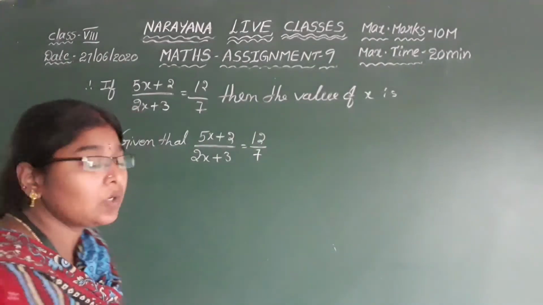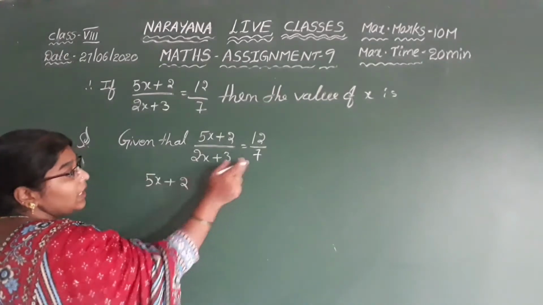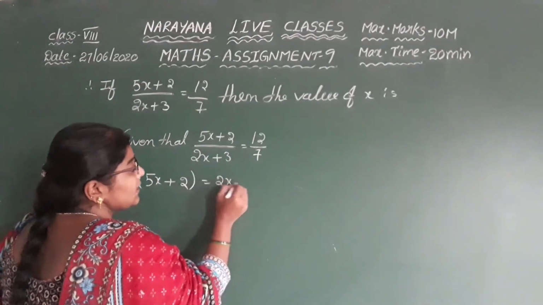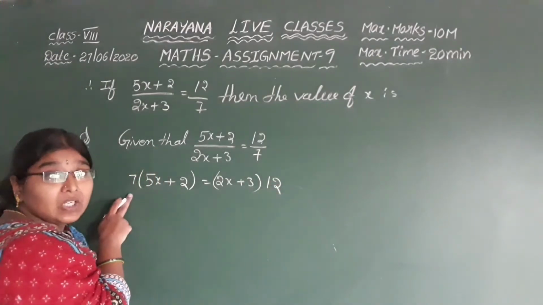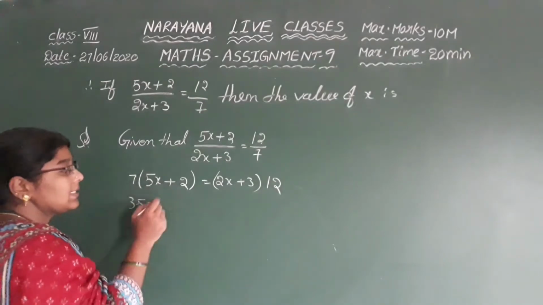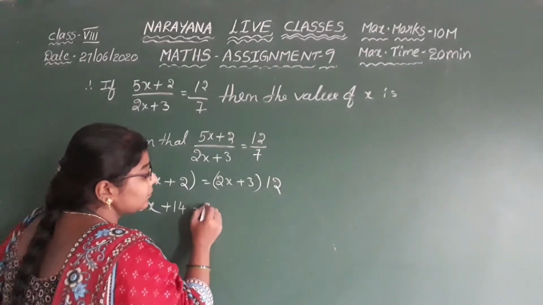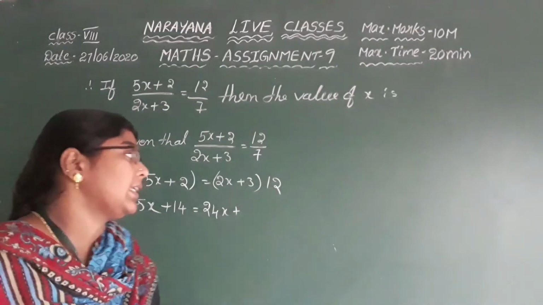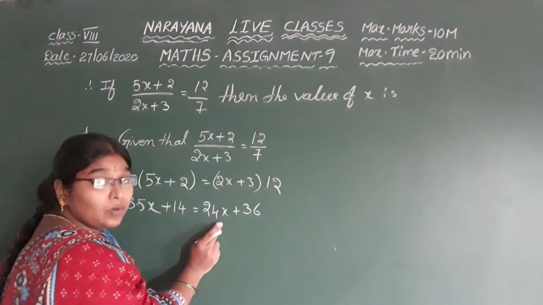Here we are doing the cross multiplication. That means 5x + 2 multiplied with the right-hand side denominator 7, and 2x + 3 multiplied with 12. So before the brackets we have 7 here. 7 times 5 is 35x and 7 times 2 is 14. And here also 12 times 2 is 24x and 12 times 3 is 36.